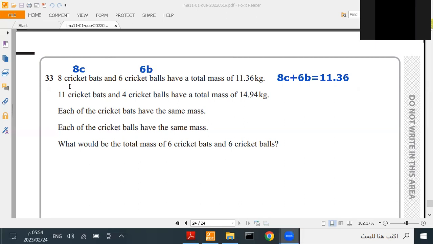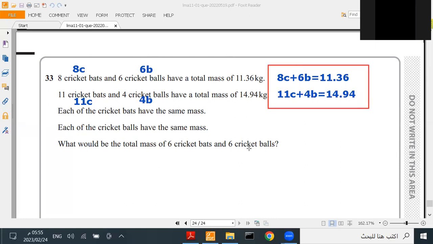Now we have 11C, so we call it 11C, and 4 cricket balls, which is 4B as we said. 4B have a total mass of 14.94 kilograms. Same idea, I'm going to make an equation: 11C plus 4B equals 14.94 kilograms. So I made these two equations. I have two equations now.